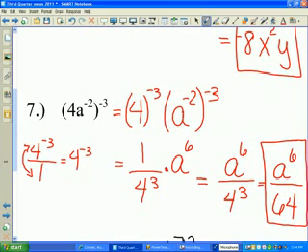And you're probably asking, where did the 1 go? Well, since I'm multiplying, anything times 1 is itself. So that's why I just left that a to the 6th power right where it was.